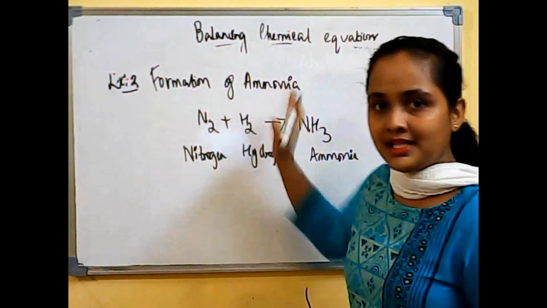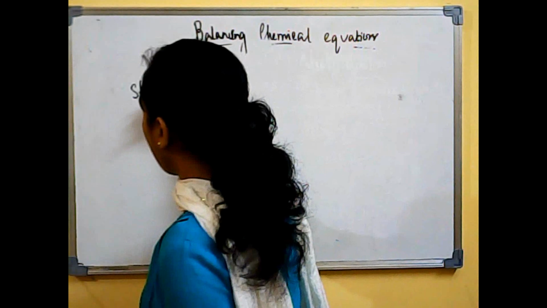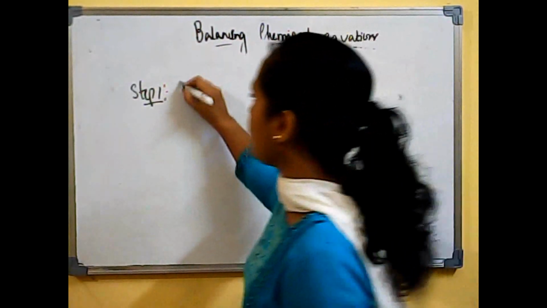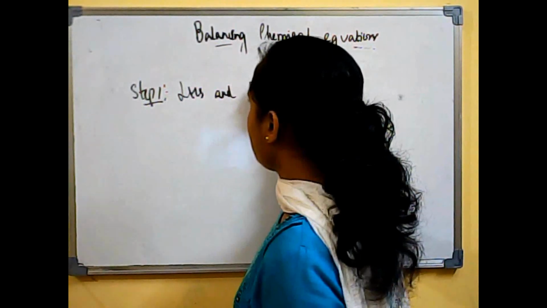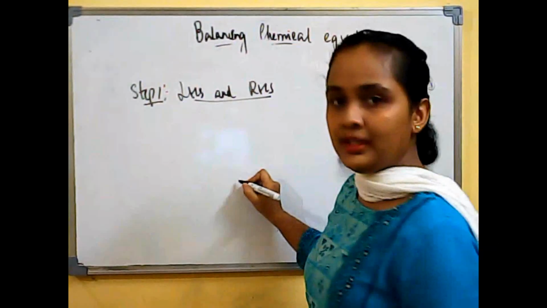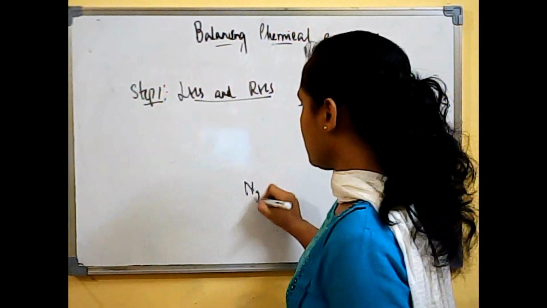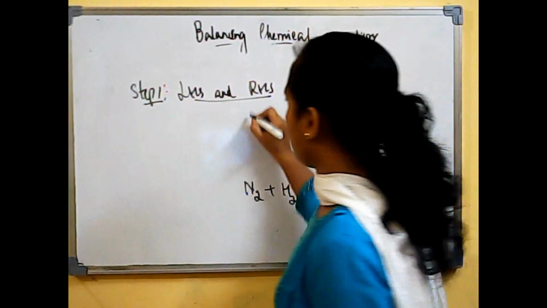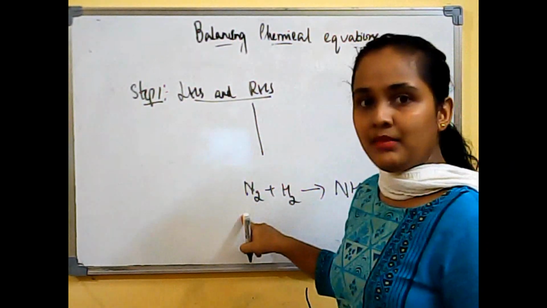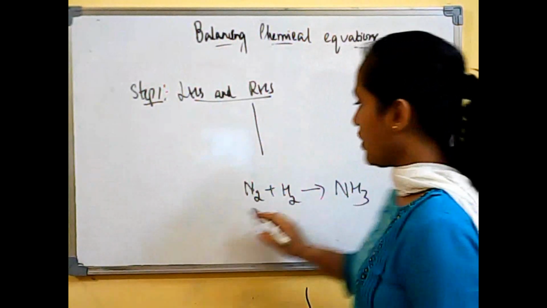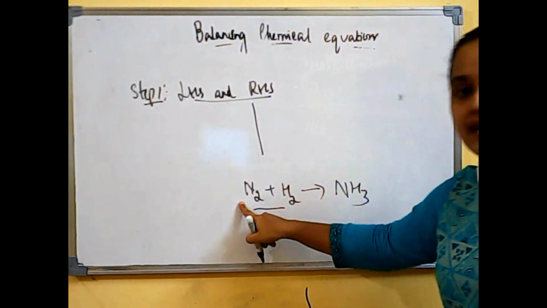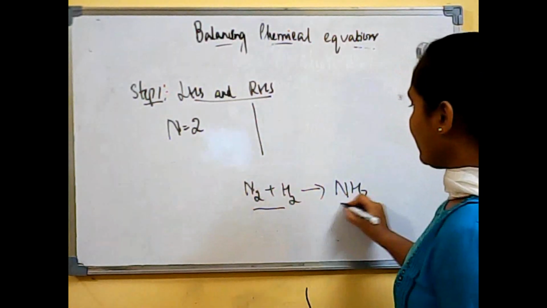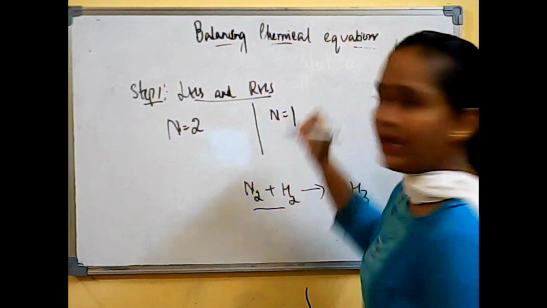So now let us see how to balance it. Step 1 is nothing but dividing the reactants and products into LHS and RHS. Now below write down the equation, that is N2 plus H2 giving NH3. Now list the elements which are on the LHS. On the LHS I have my nitrogen. Nitrogen giving 2 atoms. On the RHS it has 1 atom.